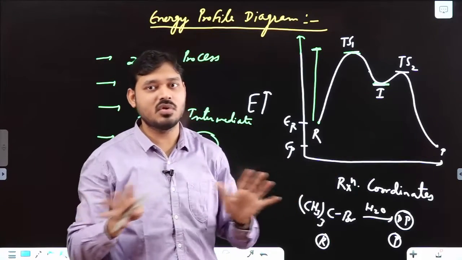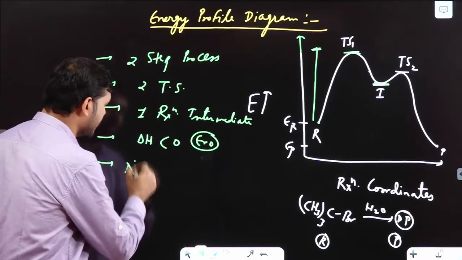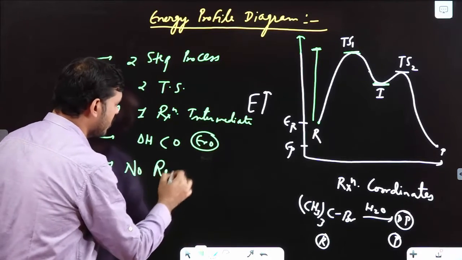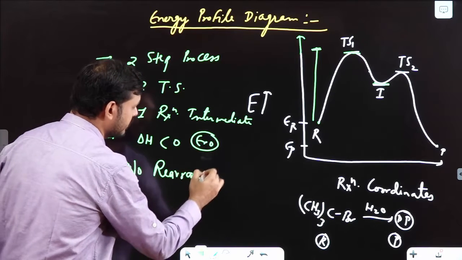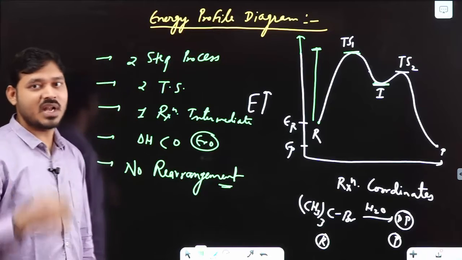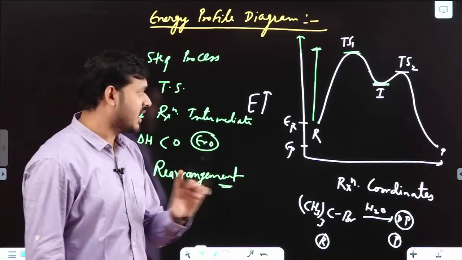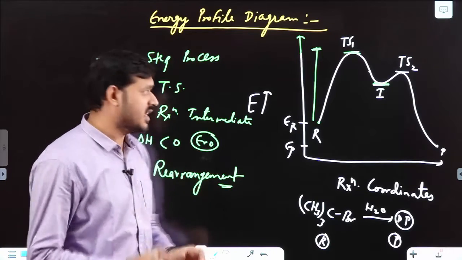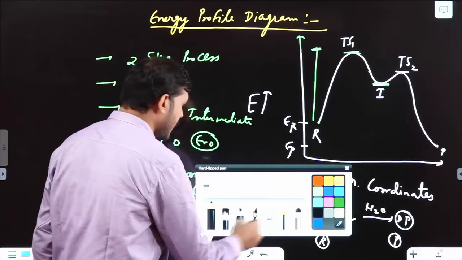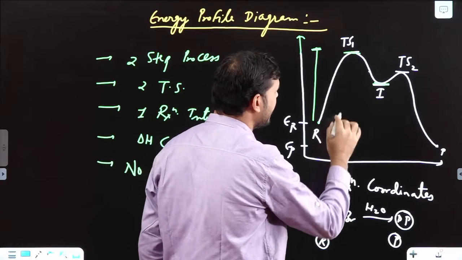There is no rearrangement occurring in this reaction. So from this graph I can say no rearrangement. Now you will ask, sir, what will happen if there is a possibility of any rearrangement? See, if there will be any rearrangement, then this graph will be like this.